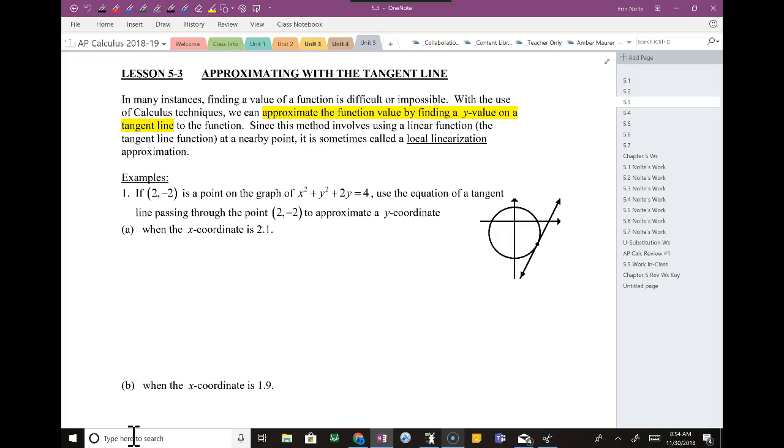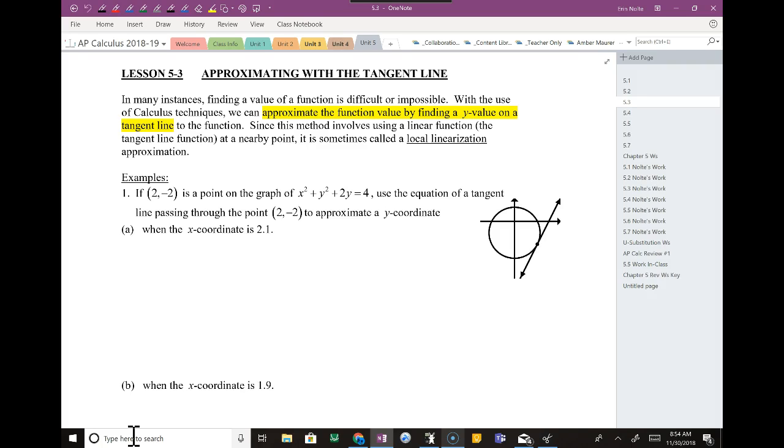So 5.3. This section groups some random straggling stuff with derivatives on it, and I think at the very end we start doing integration, which is exciting. I know you guys have been waiting for that. But we're going to do approximating the tangent line. Basically, we are going to approximate the corresponding y value by using calculus.